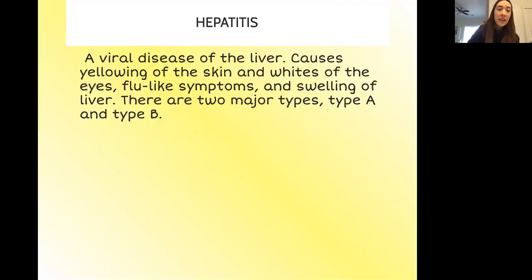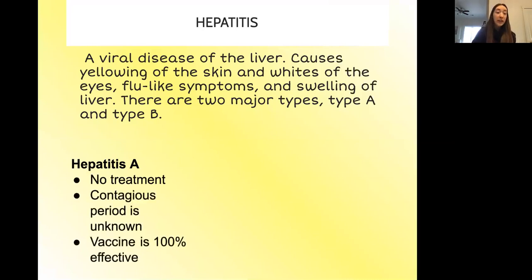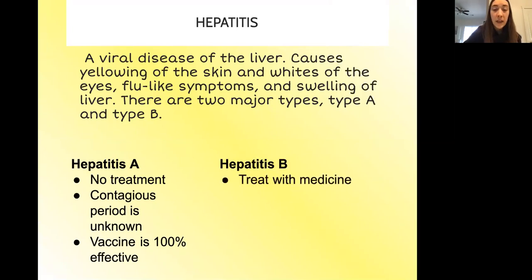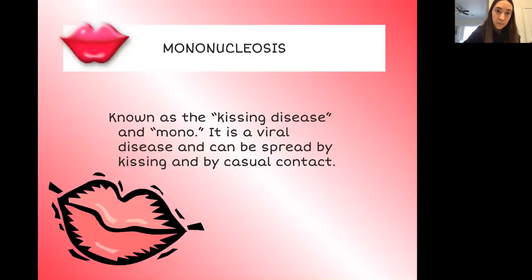Okay, hepatitis is a viral disease of the liver. It's caused by a yellowing of the skin and whites of the eyes, also called jaundice, flu-like symptoms, and swelling of the liver. So for hepatitis A, there is no treatment. The contagious period is unknown, but the vaccine is completely effective. So usually people get a hepatitis A vaccine when they're like 12 or 13. Hepatitis B is treatable. The contagious period varies, but the vaccine is not completely effective.